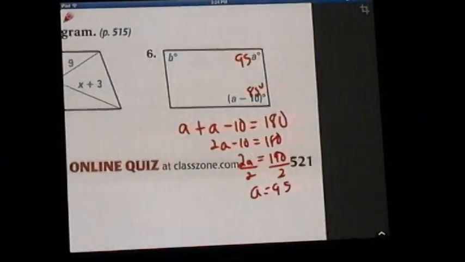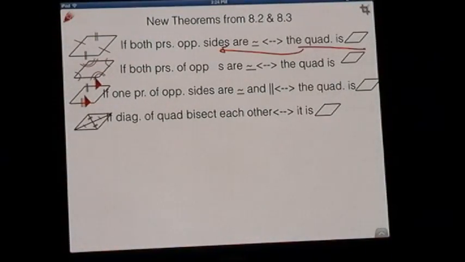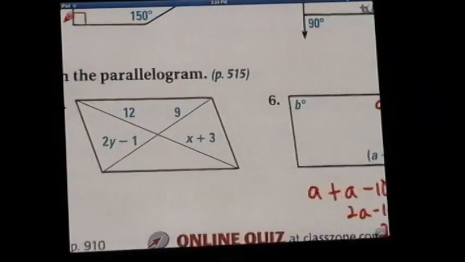Now using our opposite angles theorem, if it's a quadrilateral, opposite angles are congruent, then we can say what B must be.